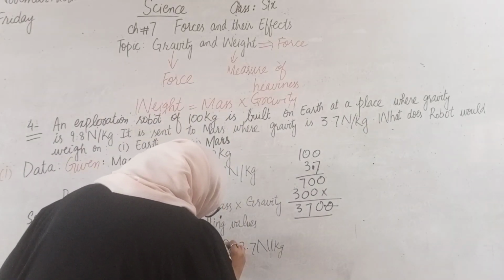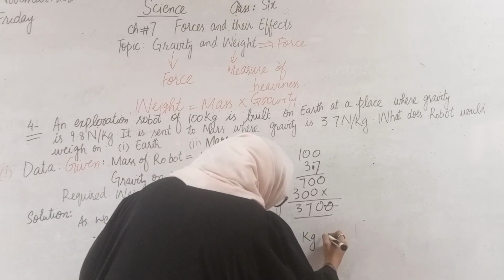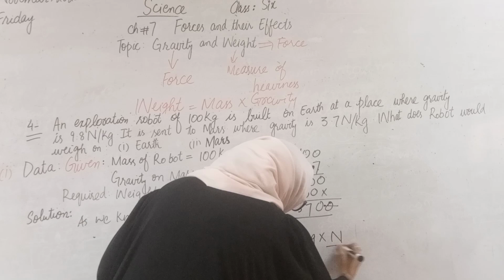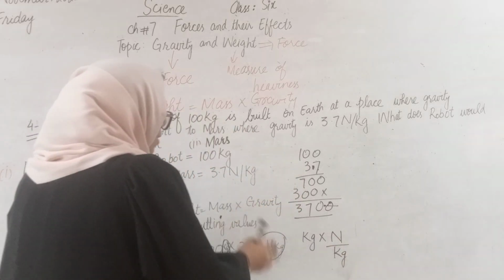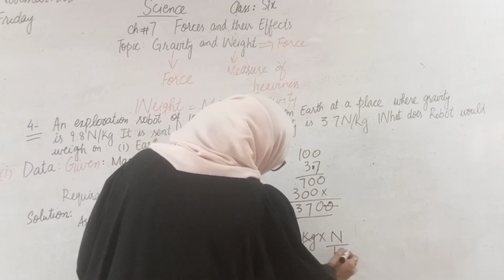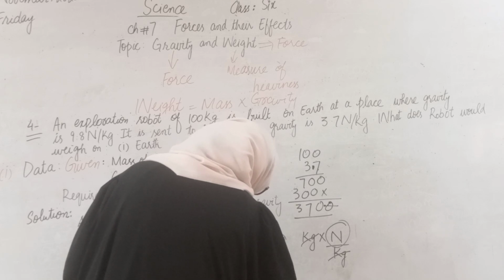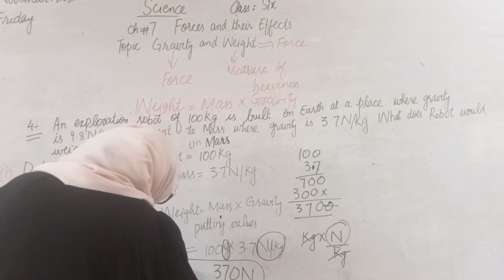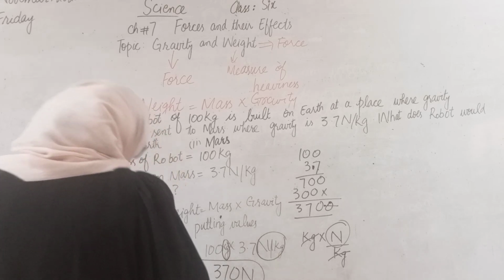We will solve the units. Kilogram multiplied with Newton per kilogram. The same things are on opposite sides, numerator and denominator, so they will be cut, and we have got Newton. 370 Newton is the weight on Mars.